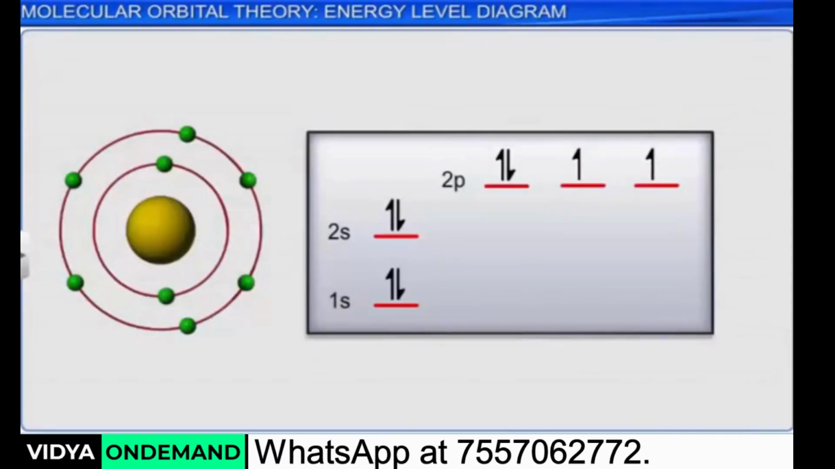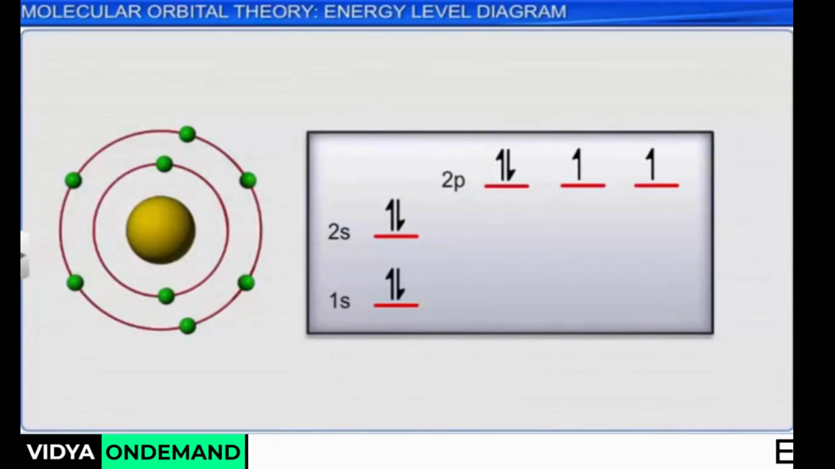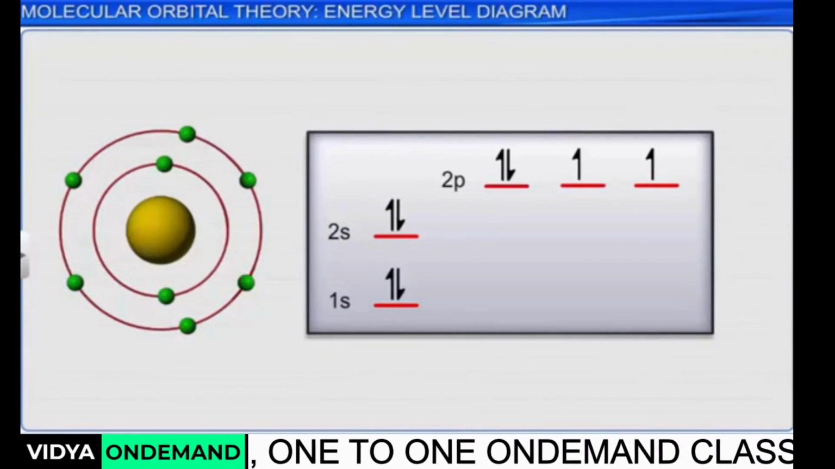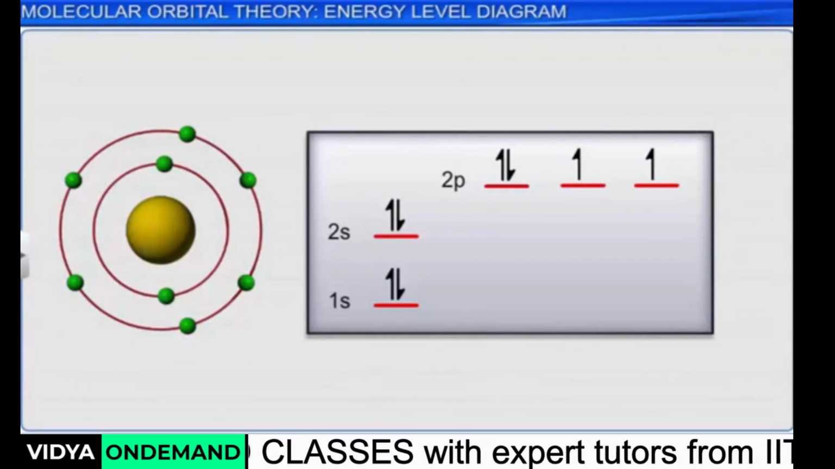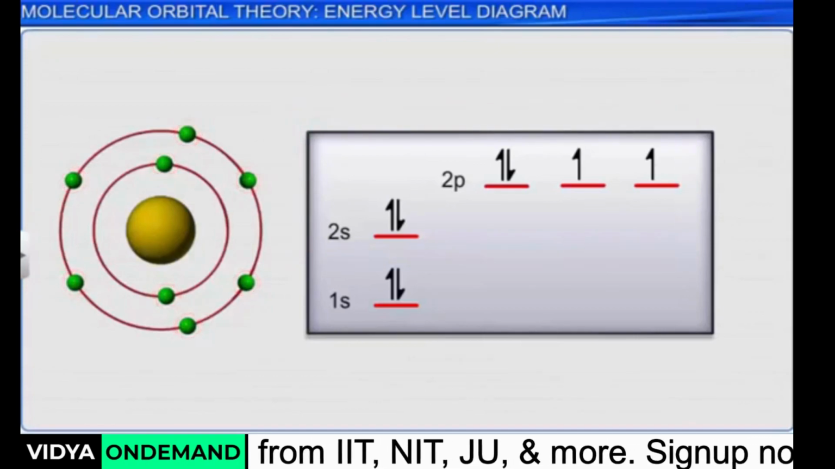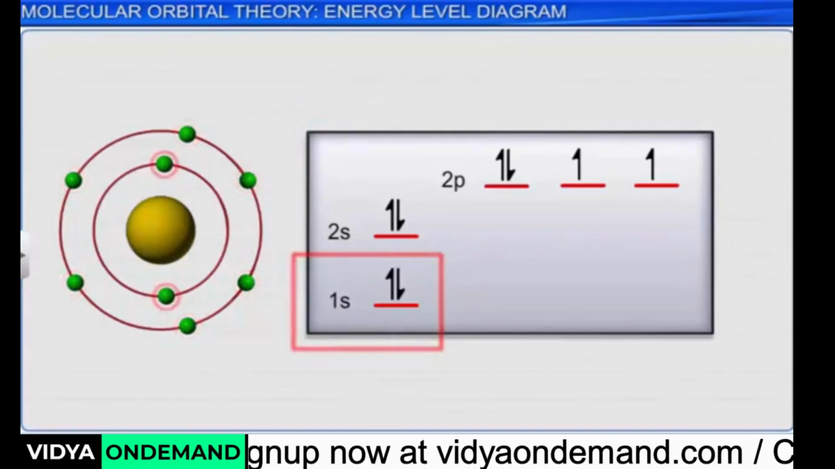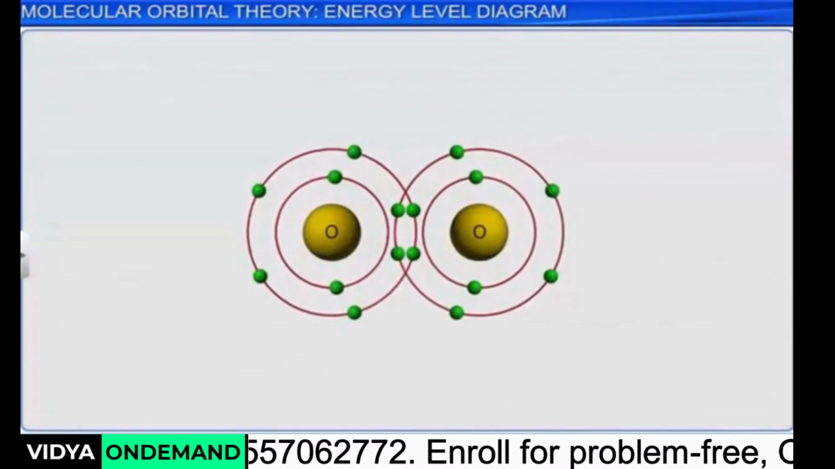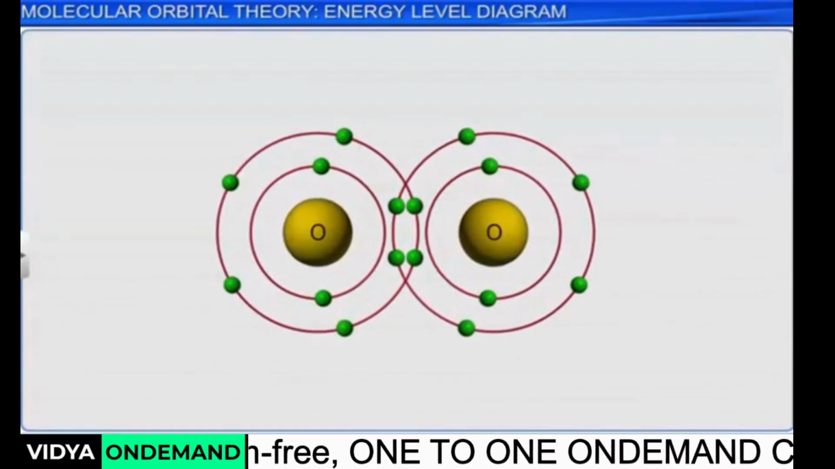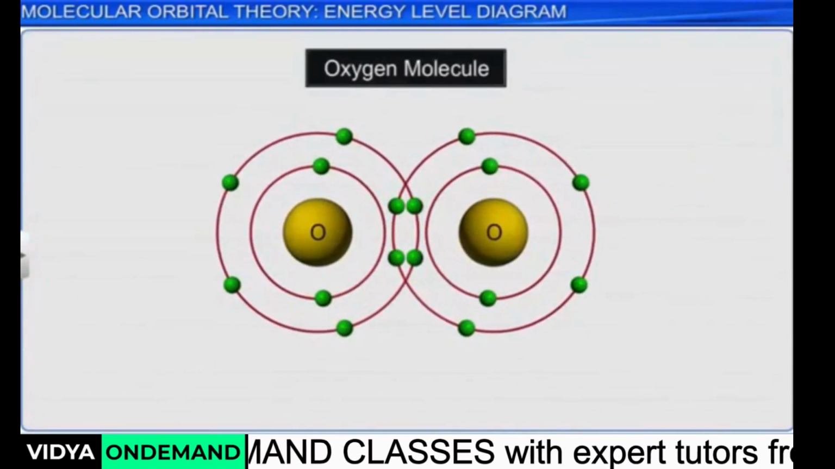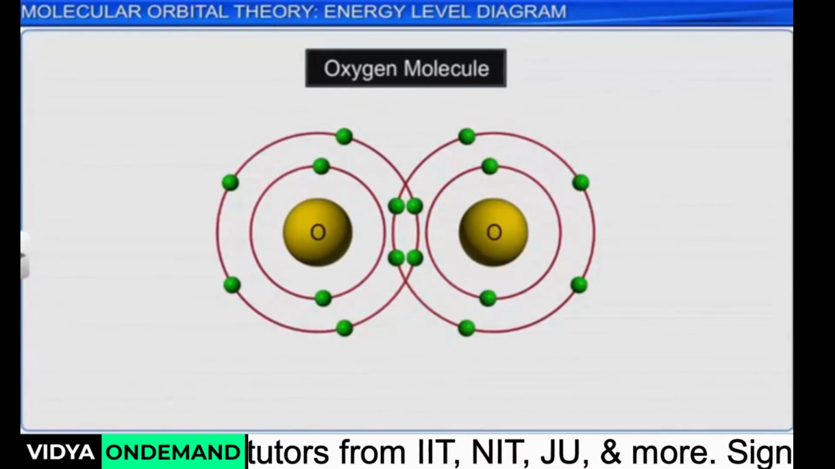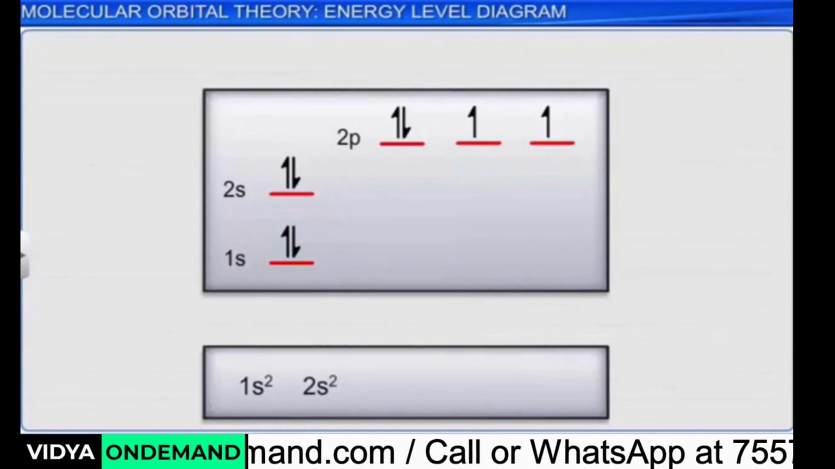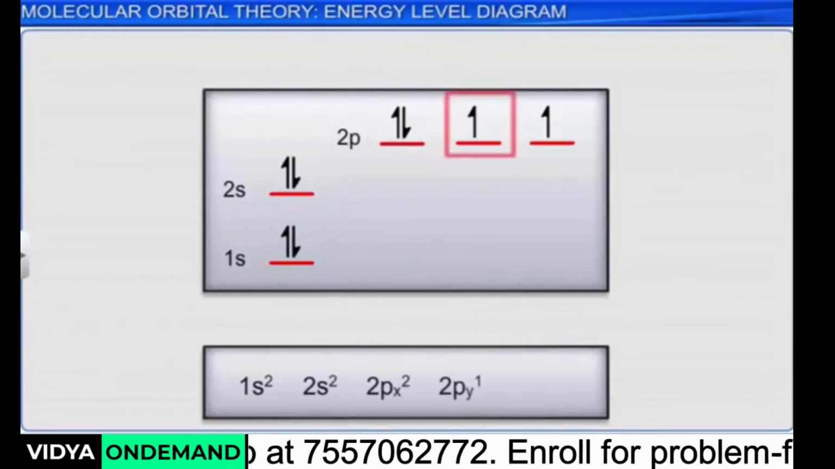For molecules formed by atoms containing more than 2 electrons, we will only consider the molecular orbitals formed by their valence shell and not the ones formed by their core orbitals to understand their stability. Now let's study the molecular orbitals formed in an oxygen diatomic molecule. Oxygen has the atomic configuration 1s2, 2s2, 2px2, 2py1, 2pz1.